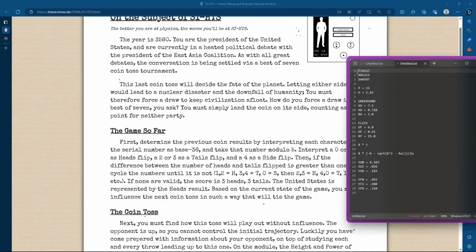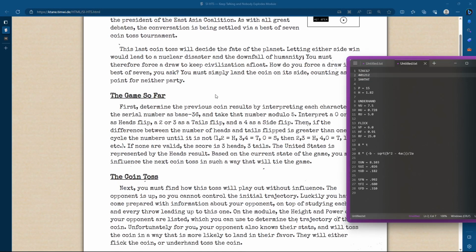So T is 20, base 36 would be 20 plus 9 is 29, 29 modulo 5 is 4. Z is 26, 35, 0, 6 is 6, which is 1, etc. So I took all of these in base 36, did a modulo 5, so subtracted 5 until it's 0 to 4, and now I have them here.